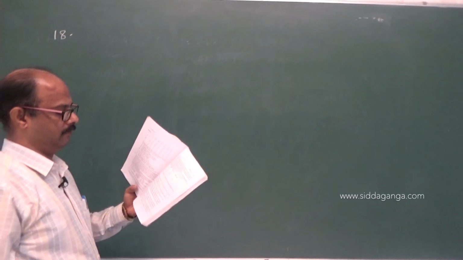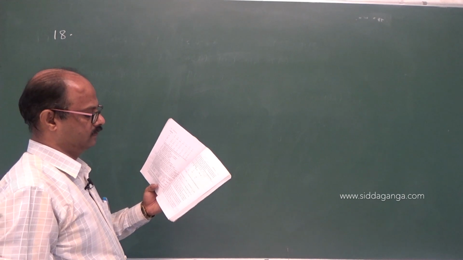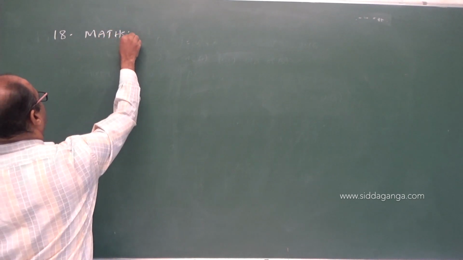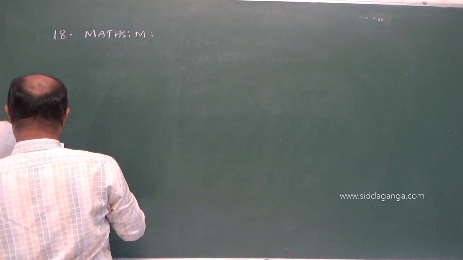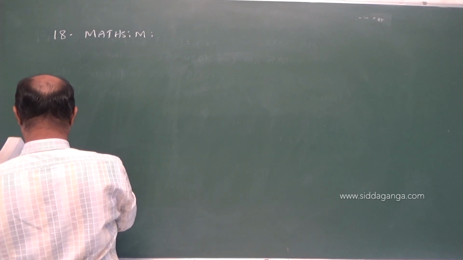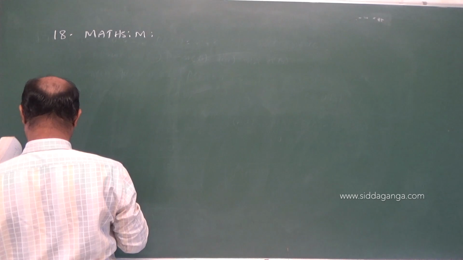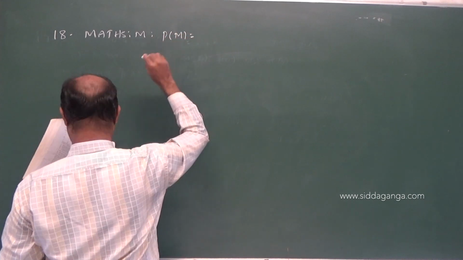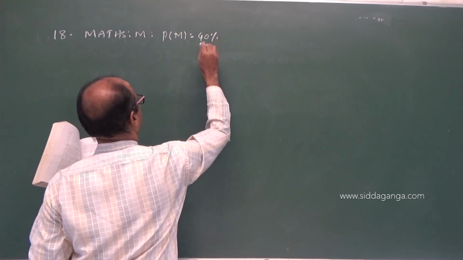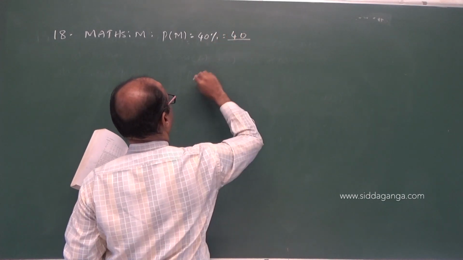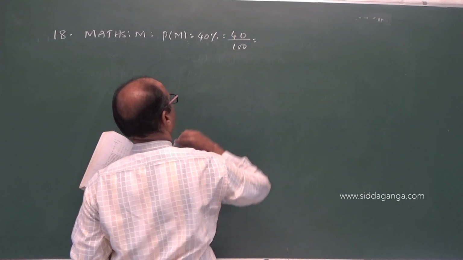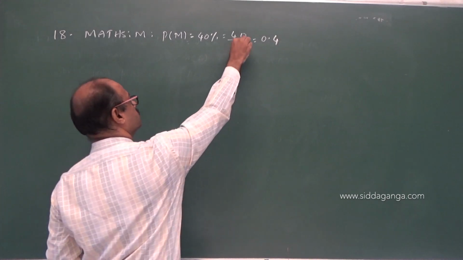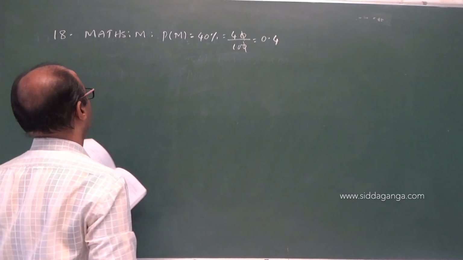Look at the 18th problem. 40% of the students study mathematics. So maths, we can denote it as M. So this is P of M equal to 40%. 40% is the same as 40 divided by 100, or this is the same as 0.4, like this. One of the zeros gets cancelled, you will get 0.4.